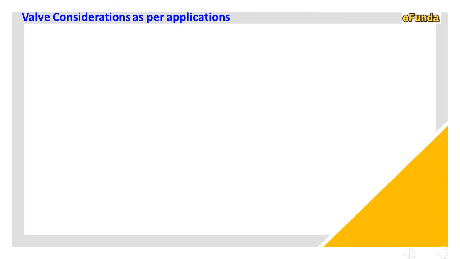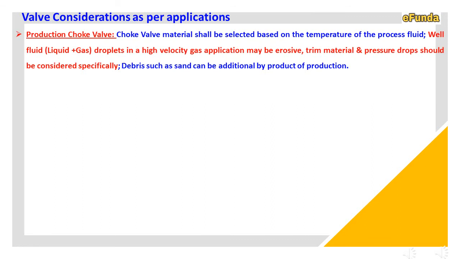Valve consideration as per application. Production choke valve: choke valve material shall be selected based on the temperature of the process fluid. Well fluid, that is liquid plus gas droplets in high velocity gas application, may be erosive. Trim material and pressure drop should be considered specifically. Debris such as sand can be an additional by-product of production.